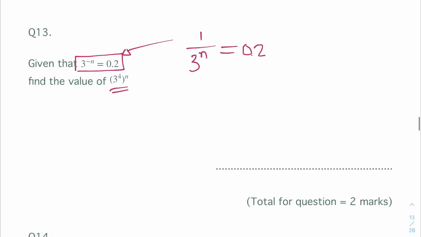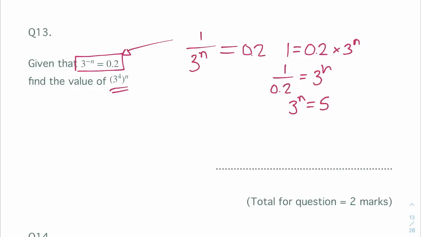So for this particular one here, how can we rearrange that to get the power, or 3 to the power of n? Well, all we need to do is multiply both sides by 3 to the power of n, and you get 1 is equal to 0.2 times 3 to the power of n, and then we could divide both sides by 0.2. So 1 divided by 0.2 is equal to 3 to the power of n. Now 1 divided by 0.2 is 5, so 3 to the power of n is equal to 5. Now how does that help us?